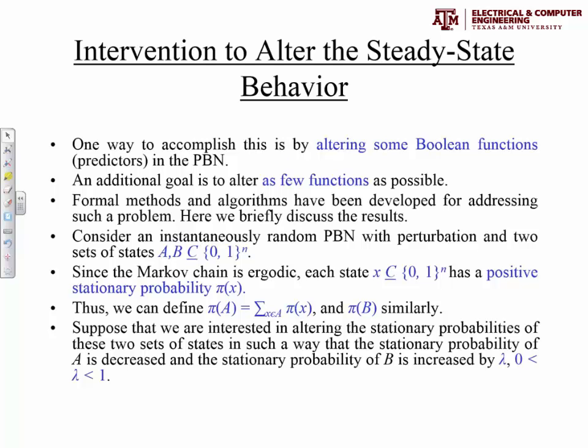So suppose we are interested in altering the stationary probabilities of these two sets of states in such a way that the stationary probability of A is decreased, right? Maybe that's a bad state, we want to decrease it. And the stationary probability of B is increased by lambda, right? Where lambda is something between 0 and 1, right? We want to alter the stationary probabilities.